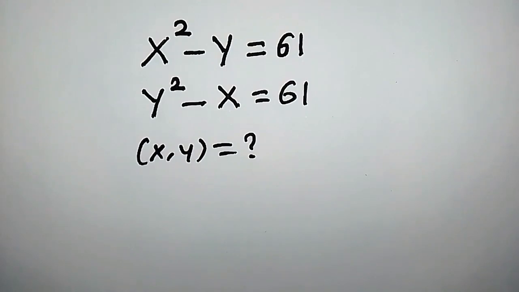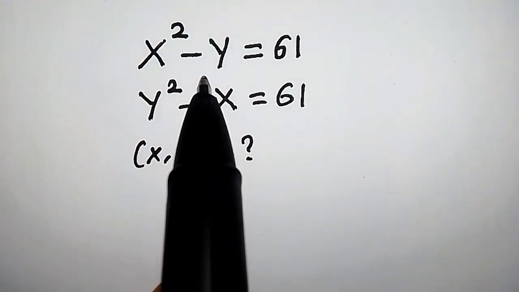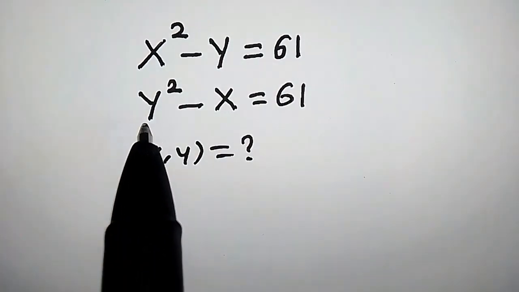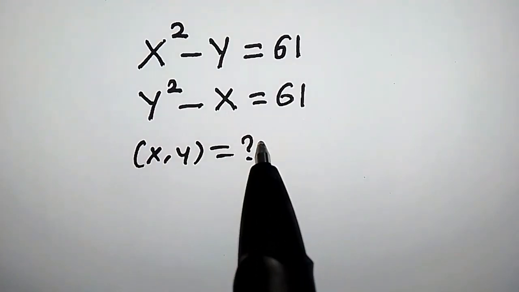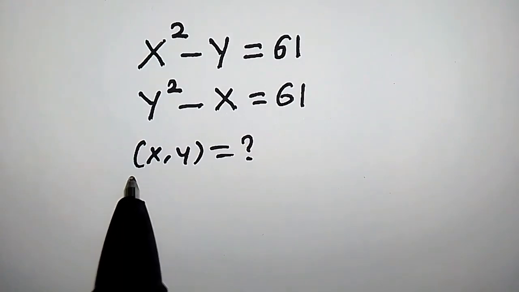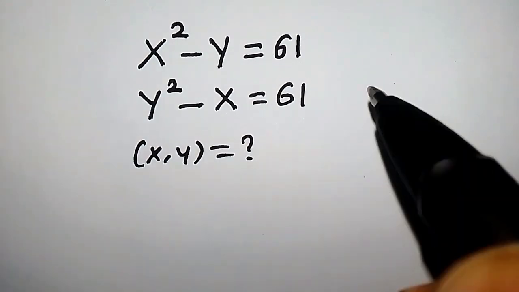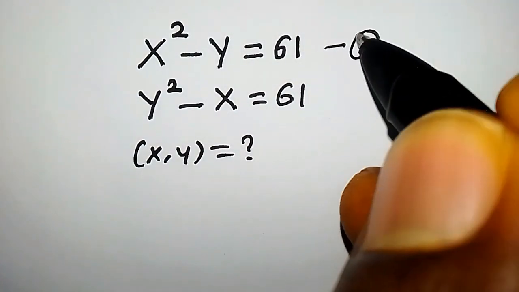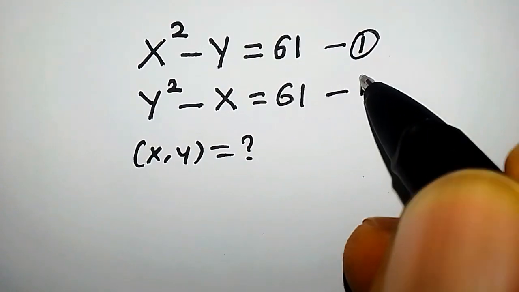Hello, in this video we are going to be solving a nice algebra problem. x square minus y equal to 61, y square minus x equal to 61. The question now says find x comma y. Let us call this equation 1 and let us call this equation 2.